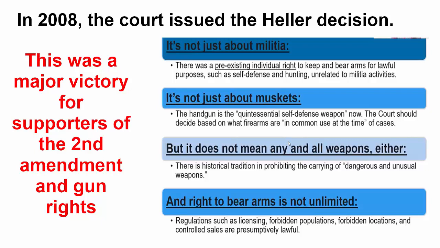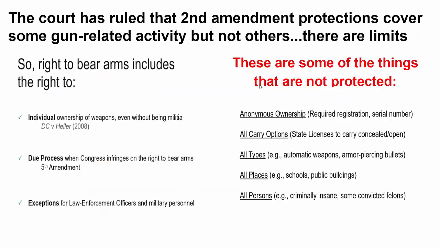So again, the Heller decision is a landmark case because, as we know, it says for the first time individual gun ownership is in fact protected by the Second Amendment. Again, the court has ruled that there are certain protections for gun-related activity, but other activities are not protected according to the Second Amendment. So again, there are limits, right? And this points out that there are certain rules and requirements, as we've mentioned, that are not protected by the Second Amendment.